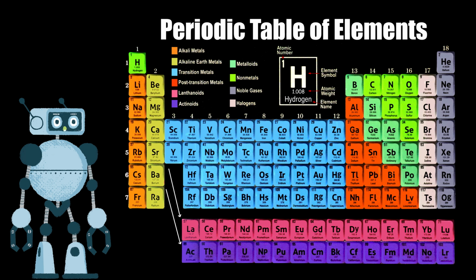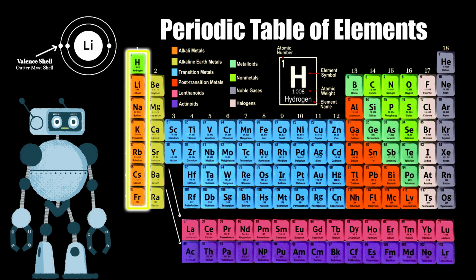How to use the periodic table: predicting element properties. By knowing the group and period, you can predict an element's properties. For example, elements in the same group as sodium, like potassium, will react similarly with water. Electron configuration: the position of an element can tell you how its electrons are arranged. For instance, elements in group 1 have 1 electron in their outer shell, making them very reactive.